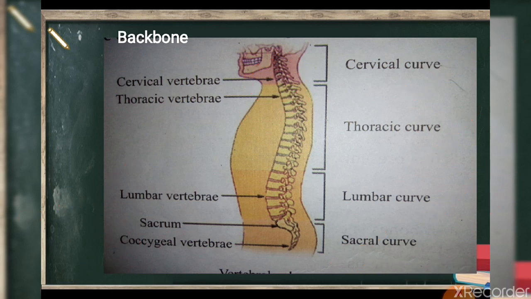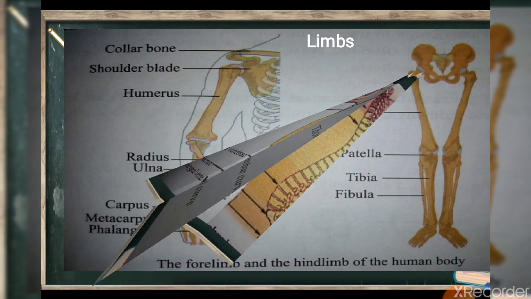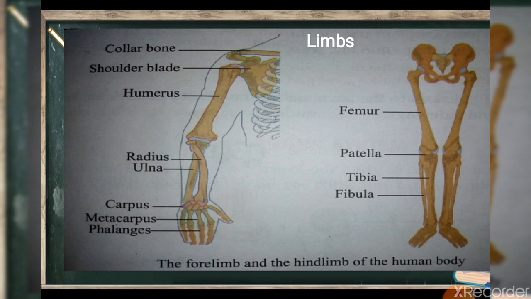Okay, this was about the backbone. Now we will read about our limbs. Your hands and your legs are very much important for you, so we will discuss about it. Humans have two pairs of limbs. How many pairs? Two pairs of limbs. The forelimbs, which constitute our arms, and the hind limbs, which constitute our legs. Good. Forelimbs are arms and hind limbs are legs.